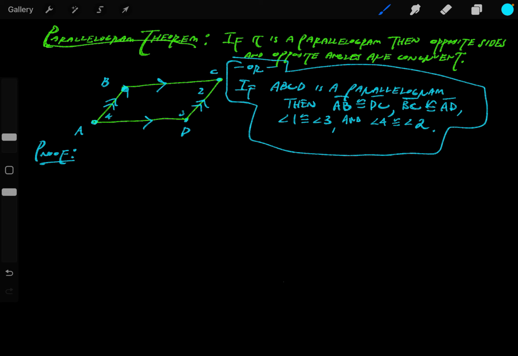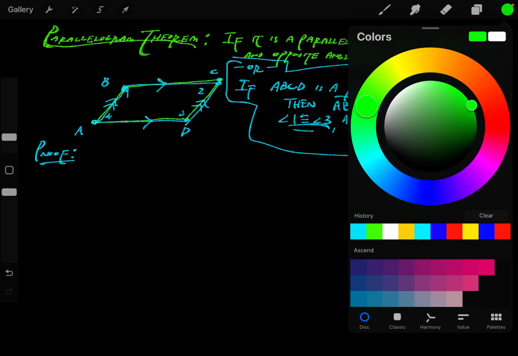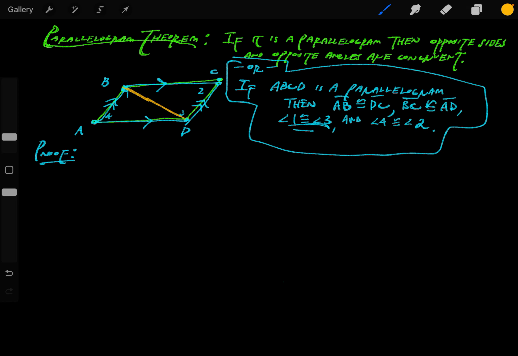It tells us that the opposite sides are congruent, and opposite angles are congruent: 1 will be congruent to 3, and 4 will be congruent to 2. I'm only going to prove that one pair of opposite angles are congruent, but it's easy to just draw a different diagonal. There are 2 diagonals in a parallelogram or any quadrilateral. This is one of them. I'm going to draw this one, which will prove that 2 is congruent to 4, but I could have drawn the other one, which would prove 1 is congruent to 3.